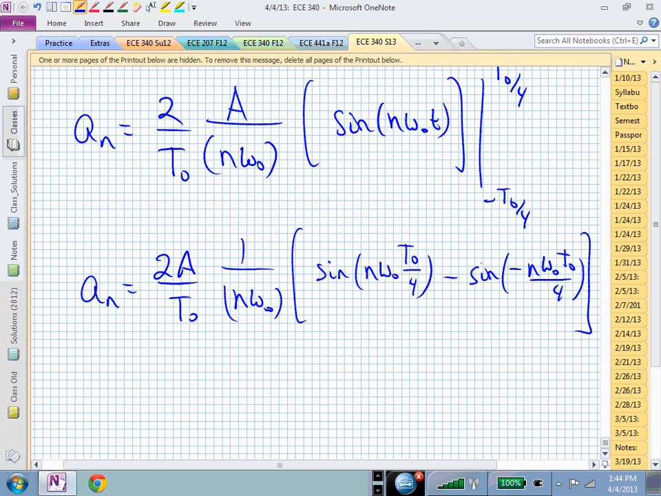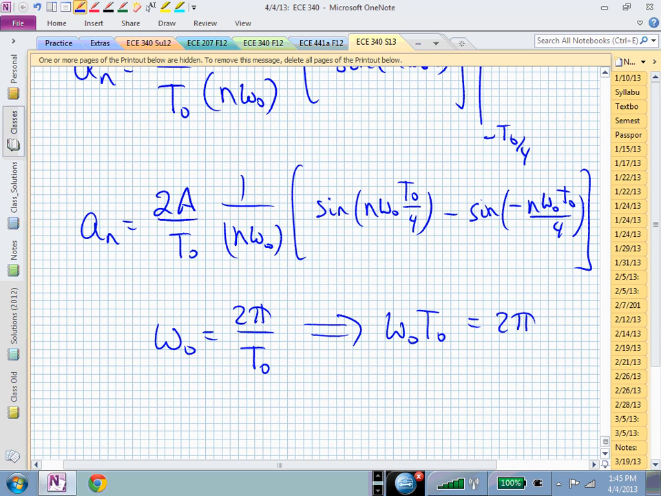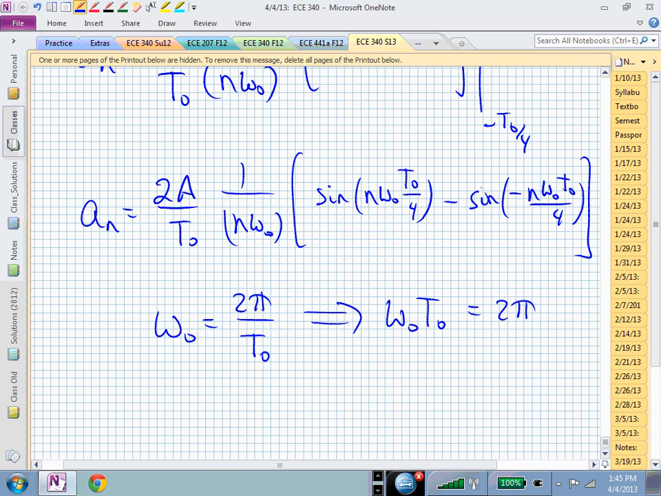And now we have to get a little bit cute with what we know about sines and the relationship between omega naught and T naught. What do we know? We know that omega naught is equal to 2 pi over T naught. That's by definition of T naught, which says that omega naught T naught, which appears in the argument of some of those sines, is 2 pi. Right? So now we want to put that in there, and we also have that sine of minus x is minus sine of x. We can clean this up or combine these two pieces.